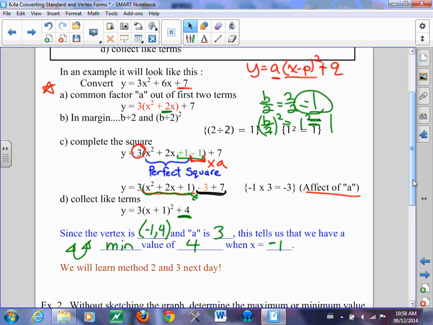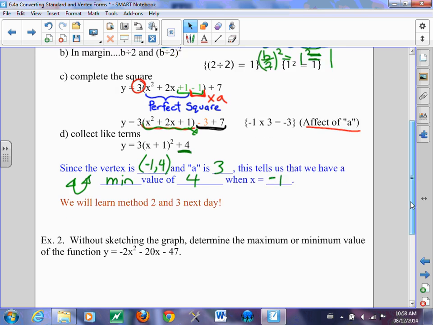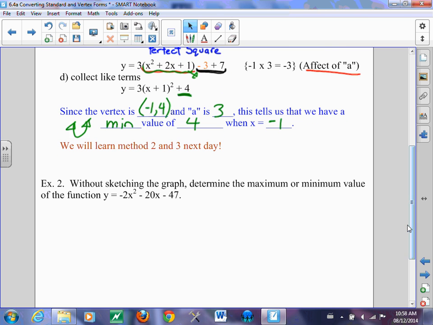It says that we will learn methods 2 and 3 next lesson. So let's try one more example of this, folks, before we get into something completely new. This is going to take some practice, so I want to make sure tonight in your homework, or whenever you're doing your homework, that you take some time to do this.